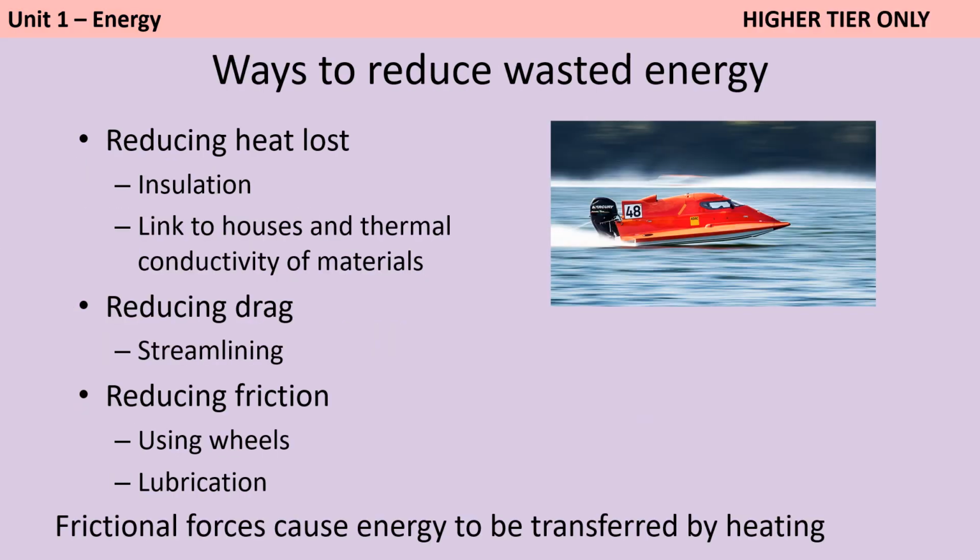For the higher tier, you should be able to discuss a number of ways in which we can reduce the wasted energy. We can reduce heat loss by insulating something, which is particularly relevant if you're thinking about houses and how they might have loft insulation or double glazing to help them be insulated. We can talk here about the thermal conductivity of a material. So for instance, if you're looking at different kinds of brick, just regular brick versus breeze block, then the higher the thermal conductivity is, the higher the rate of energy transfer by conduction. So in other words, the better conductor something is, the faster it conducts.